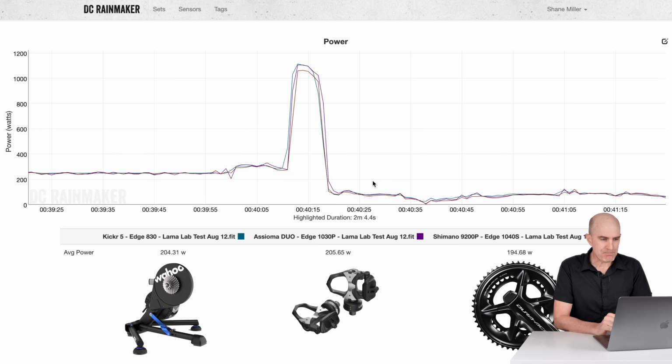First sprint, and down the rabbit hole we go with issue number one. The Shimano R9200-P reporting a little under what both the Assioma Duos and the Kicker were reporting here, by what I would call not an insignificant amount.